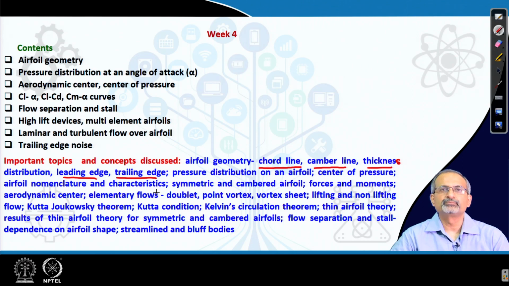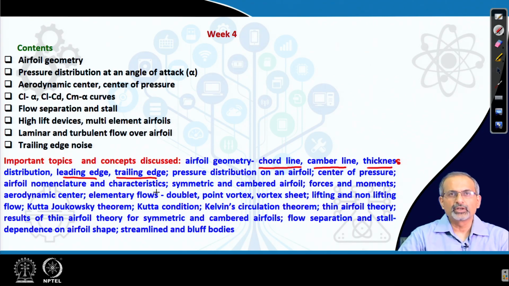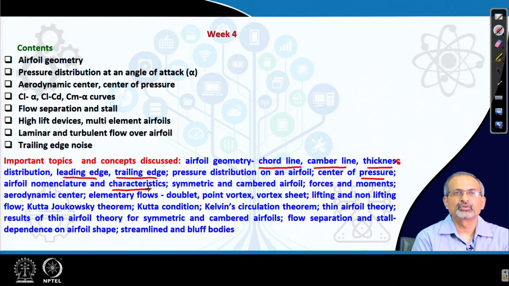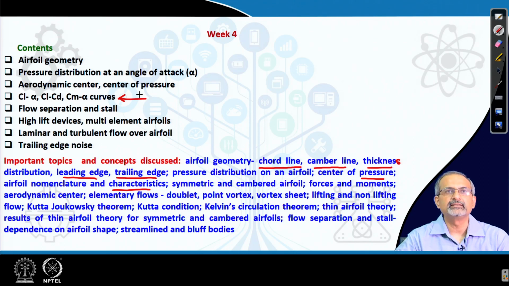We also learnt about different possible geometries which exist in the present world through a lot of airfoil series, not only the NACA series but also many other series which have been developed over the ages. We learned about pressure distribution on an airfoil as a function of angle of attack. We learned about the very important concept of center of pressure, and then we looked at airfoil characteristics, which basically come through plots like CL alpha, CL CD, CM alpha, etc.